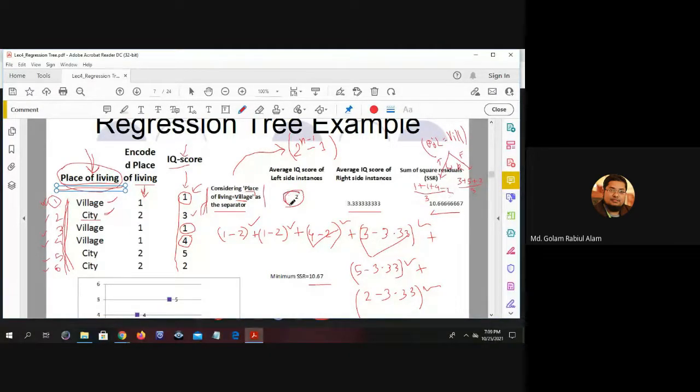Average IQ score of left side instances will be 2. And the average IQ score of right side instances, that means 3 plus 5 plus 2 divided by 3, you will get 3 from this one. So we already get our prediction based on this criteria, place of living. And the possible number of splitters here is just one.